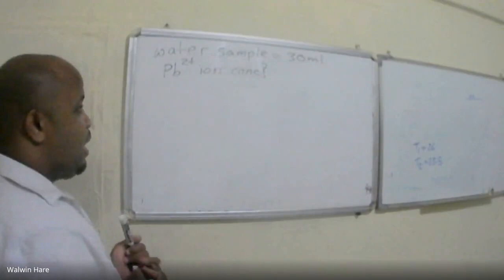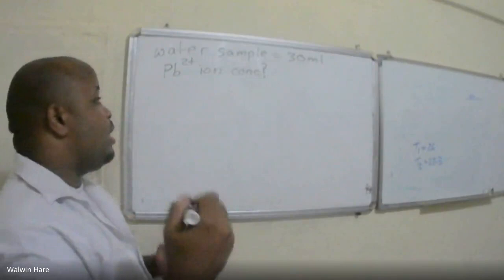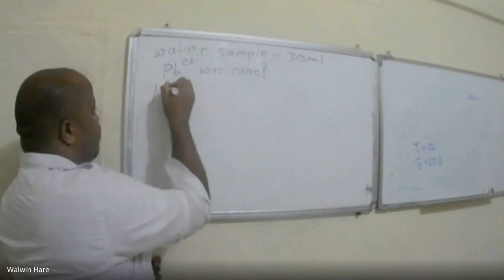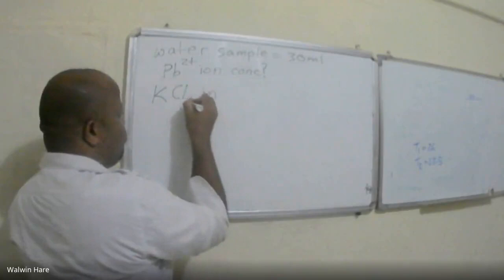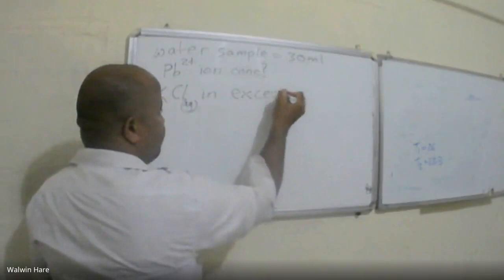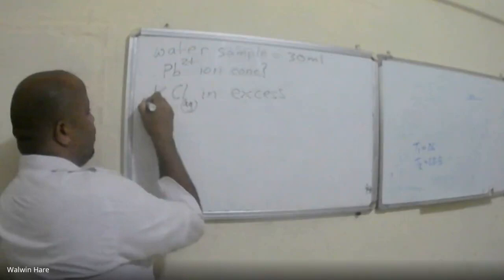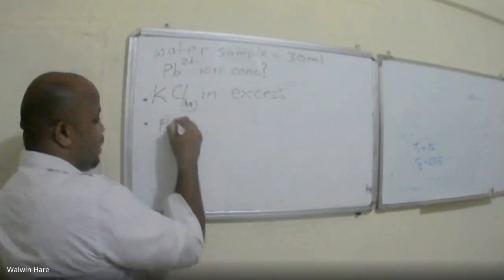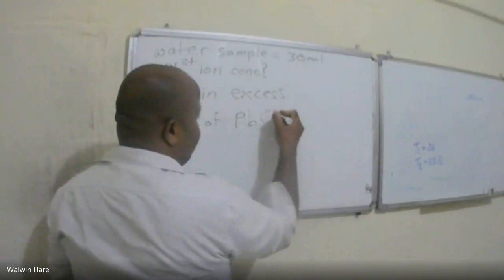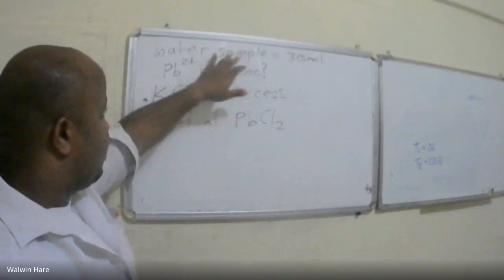So in this procedure, what we would do is add a precipitating reagent. For example, we can use potassium chloride as well. So we would add potassium chloride in excess. When we add potassium chloride in excess to the 30 mL of the water sample, we are going to get a precipitate of lead chloride, PbCl2.